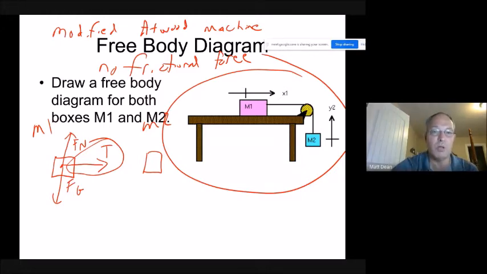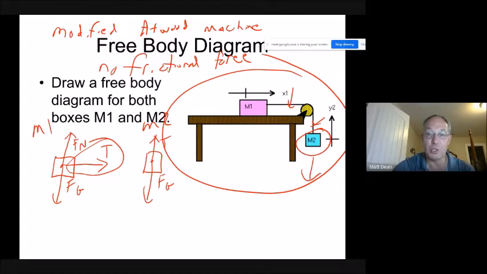Now for box M2, we've got the weight of that box acting down, Fg. And then we've still got a force in that rope acting up. That tension here is the same as this tension here. This box, we're not sure. We're not told the box is accelerating. More than likely, this box is going to start to fall, right? If that is true, if that box is falling, that means that this force, Fg, is bigger than that tension force. So in that case, there would be a net force acting in the downward direction.